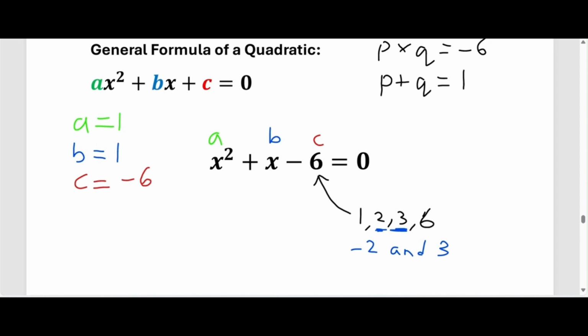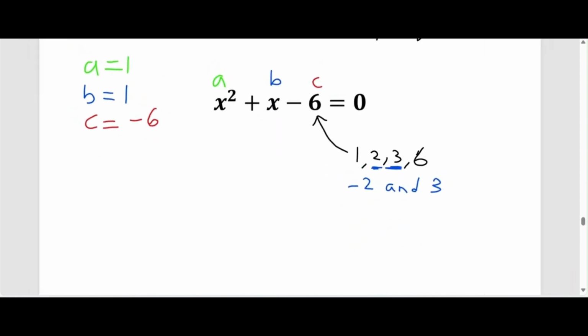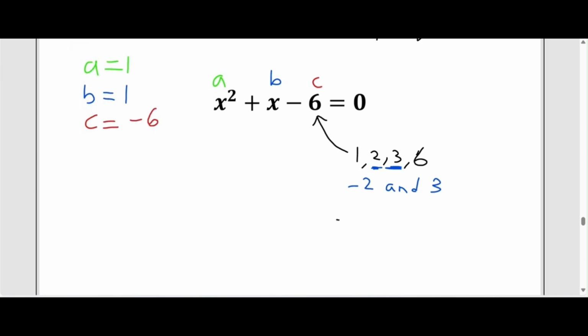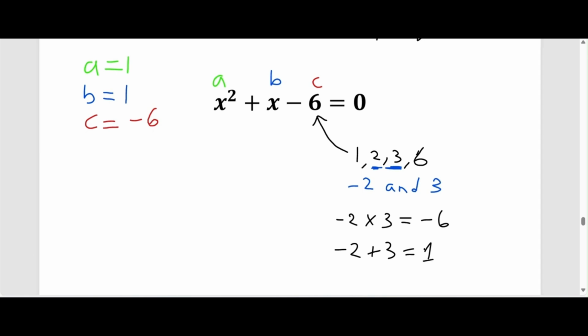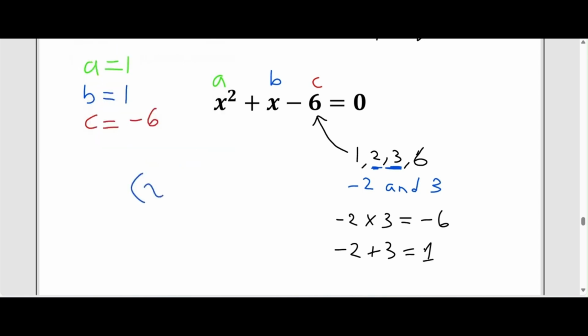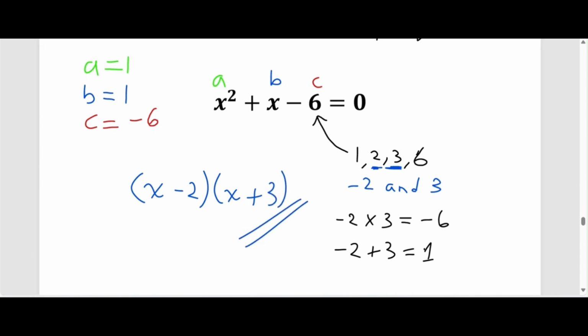Because negative 2 times 3 would equal negative 6. Negative multiplied by positive is a negative. And negative 2 plus 3 is 1, right? So that's something else you can also do. Not only can you play around with the factors a little bit, but you can also play around with their signs to get your desired result. So in this situation, negative 2 and 3 work, and we're just going to put it in the same formatting as we did in the previous question. So that's x minus 2 times x plus 3.